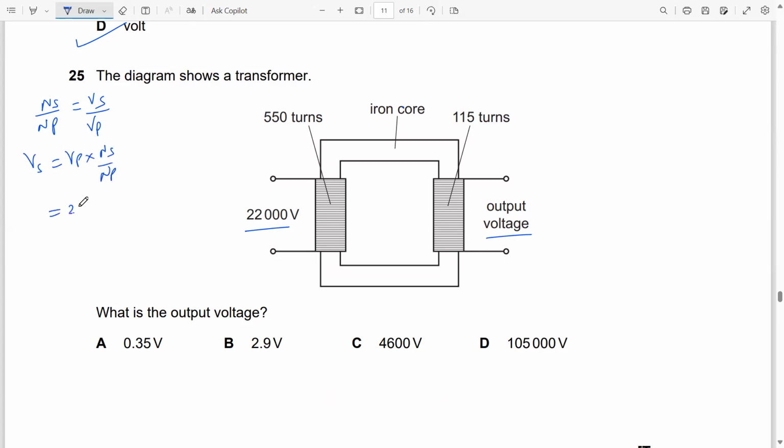Vp, the primary voltage, is 22,000, multiplied by number of turns in secondary 115 divided by 550. So Vs will come out to be 4600 volt. Option C is the correct one.